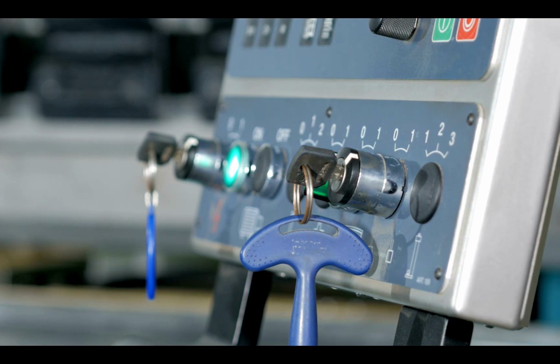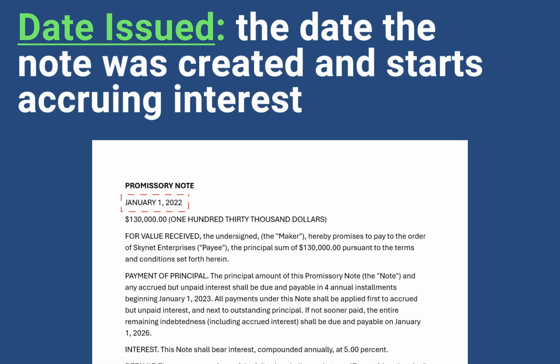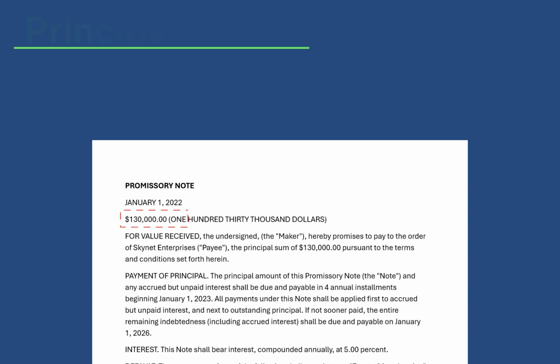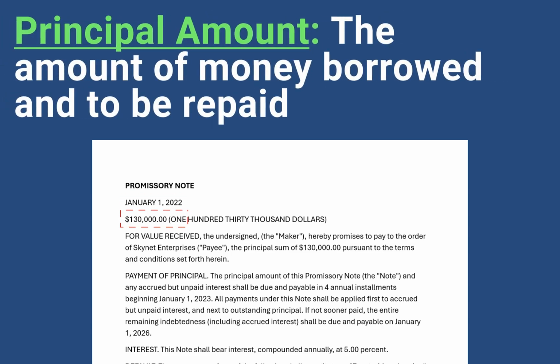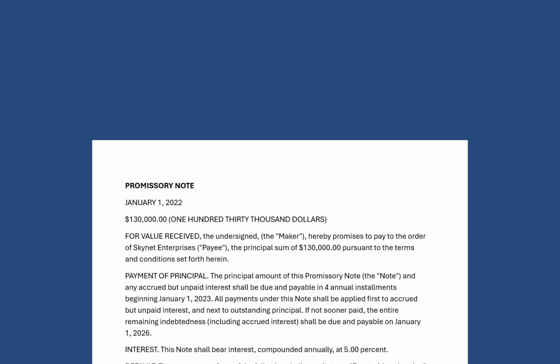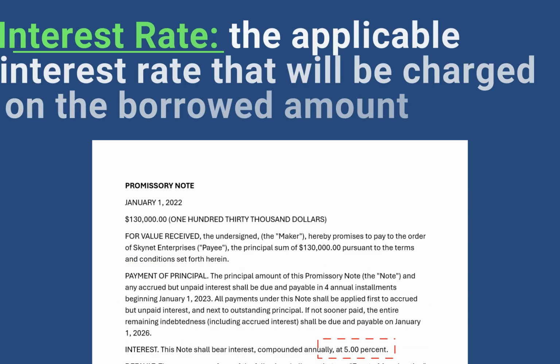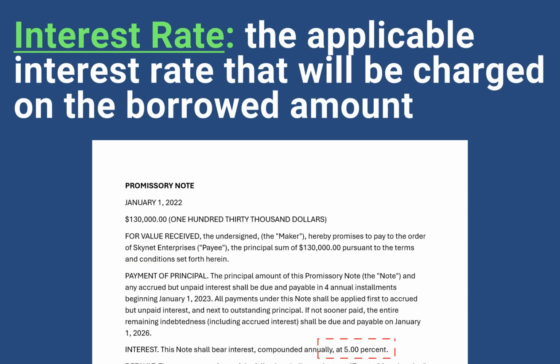Now, with promissory notes, you're going to see certain key components. These are the common things that you're going to see. So it's going to be the date issued. This is the date the note was created and when interest starts to accrue. You're going to see the principal amount, how much was borrowed. You're going to acknowledge the parties involved, who's lending the money, who's borrowing the money. What are the payment terms? When is this promissory note due in the future? Is it a year, 2 years, 5 years, 10 years? When is it due? What is the interest rate? This is the cost of borrowing those funds.